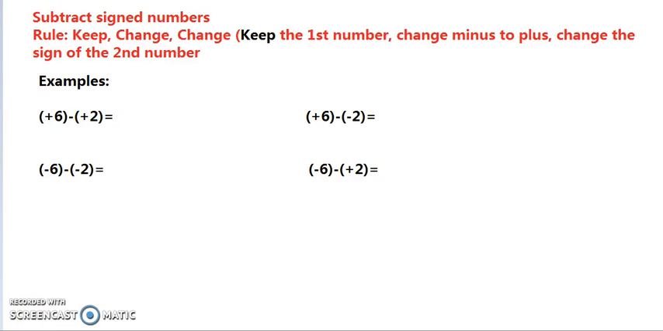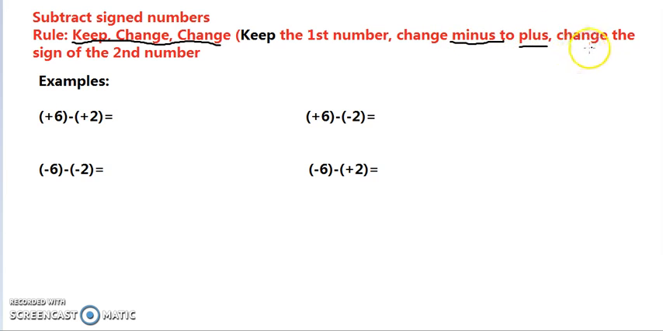In this video, we're going to talk about how to subtract signed numbers. The rule is keep, change, change. The first word, keep, means we will keep the first number. And then the second, change, means we're going to change the subtraction to addition, which means change the minus sign to a plus sign.